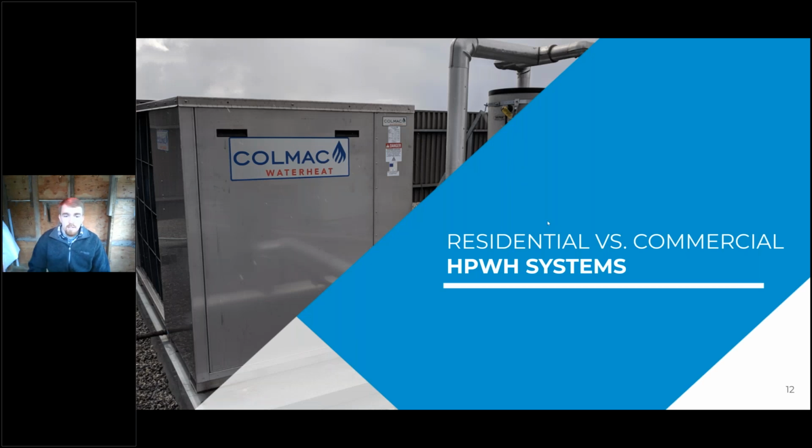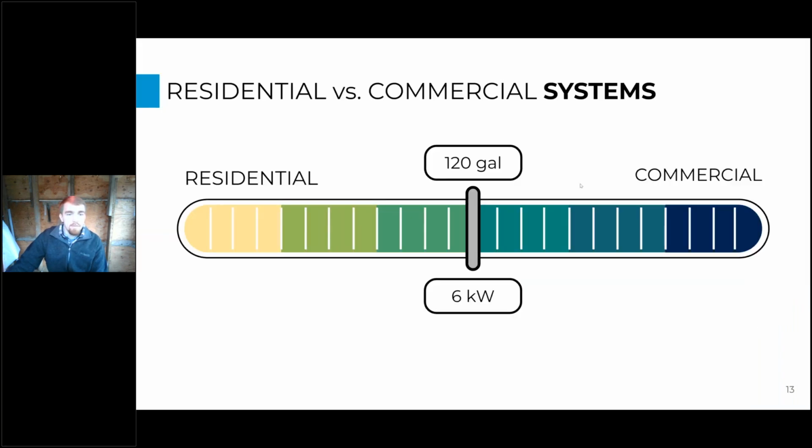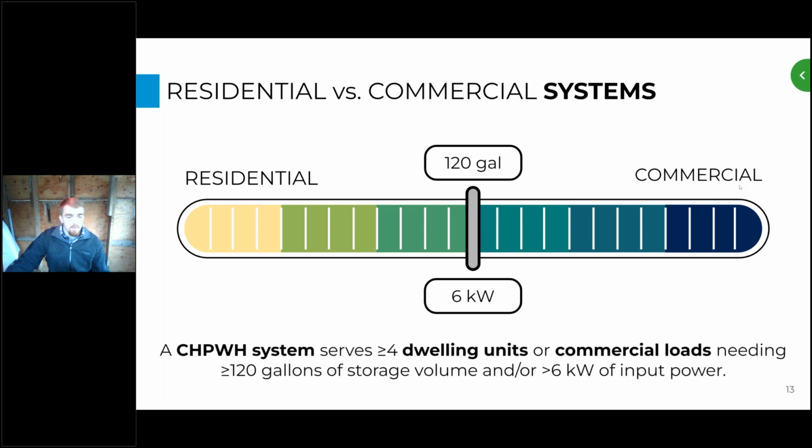So now we'll talk about the importance of defining the difference between residential and commercial heat pump water heating systems. It's important to define this difference because there are differences in codes and incentive programs depending on whether you're working with a residential or a commercial system. So the difference between these two systems, or the defining line, as explained by the Advanced Water Heating Specification, which serves as a standard for residential and commercial systems in different sections.